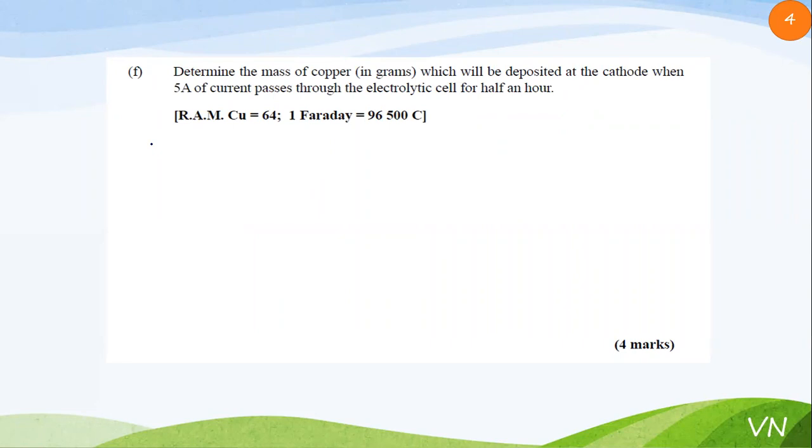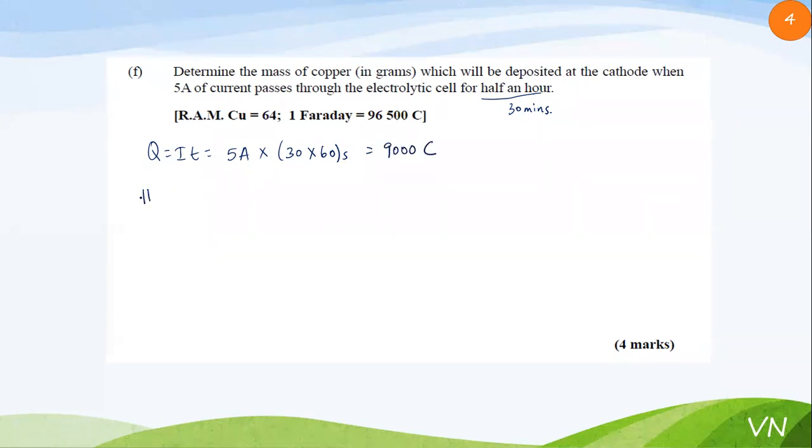So again, we go through the process. We find Q, and that's going to equal I, which is given as 5 amperes, multiplied by time, which is given as half of an hour. All right, so that's actually 30 minutes. So we can convert the 30 minutes to seconds, which will give us an answer of 9,000 coulombs.